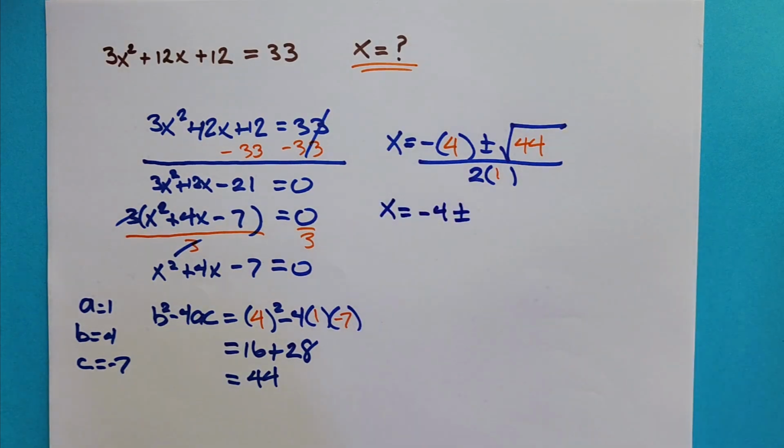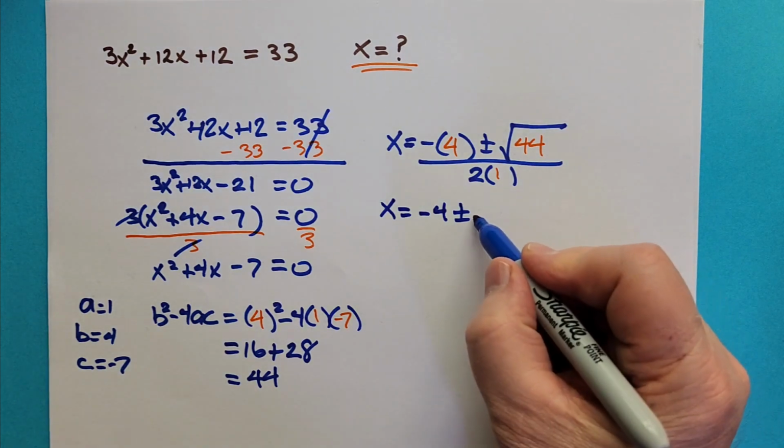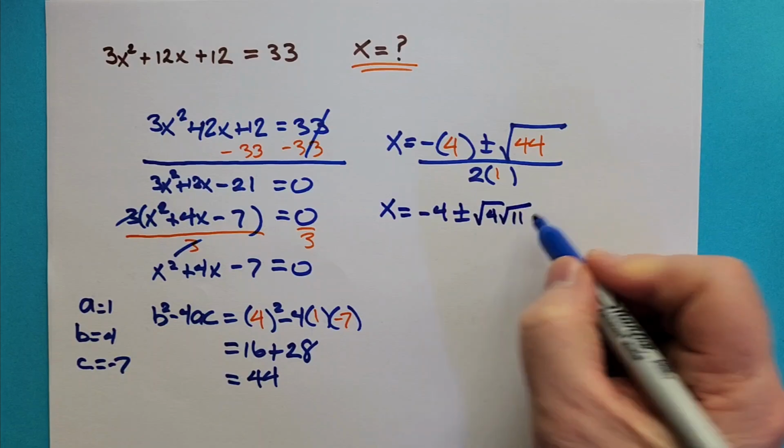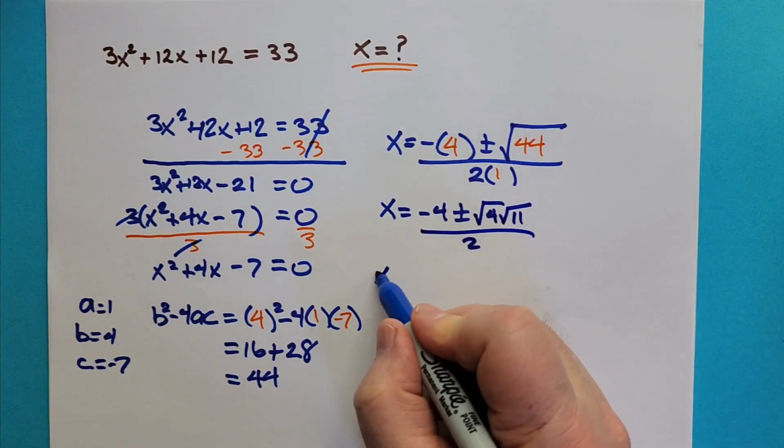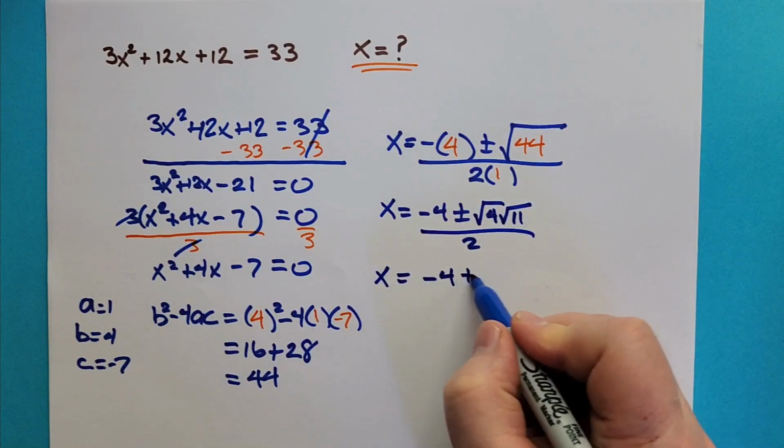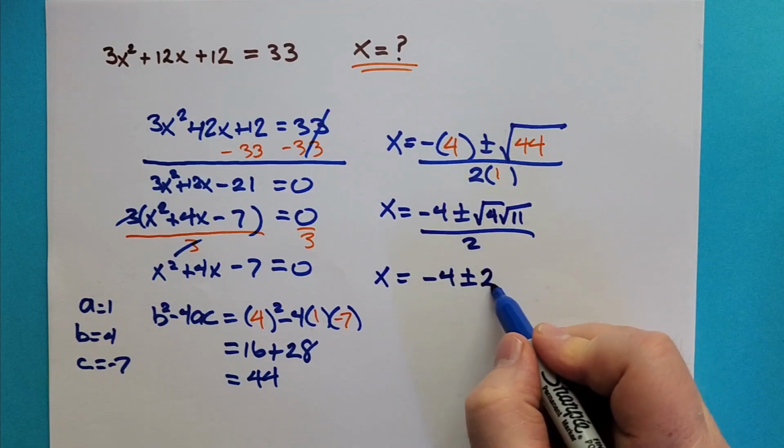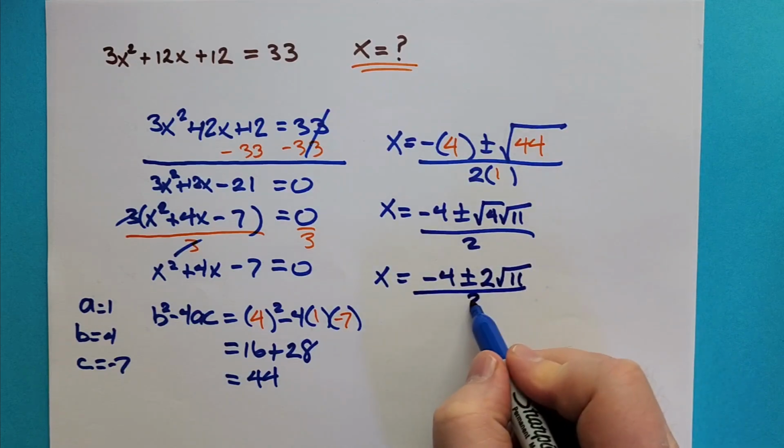44 is not a perfect square, but it is divisible by a perfect square, so we're going to go ahead and factor. We're going to do root 4 times root 11 all over 2. So x is a negative 4 plus or minus, the square root of 4 is 2, so we get 2 radical 11 all over 2.